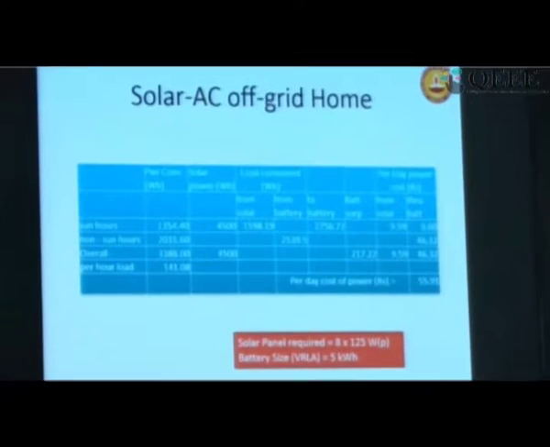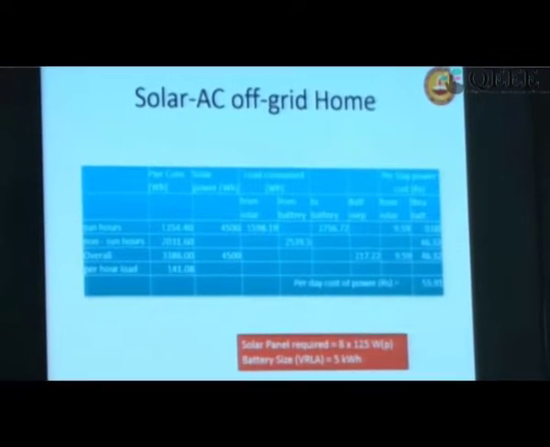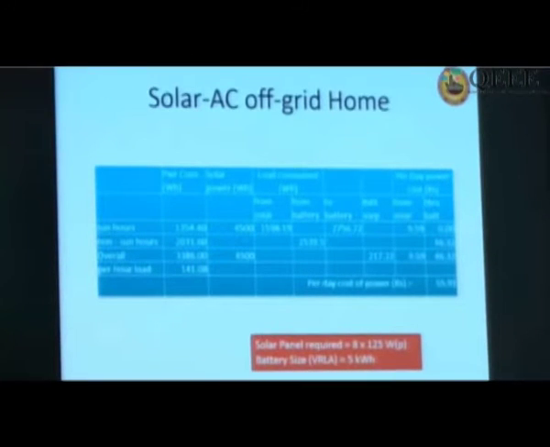And that is just to power 2 fans, 2 lights, 2 tube lights, 2 bulbs, 1 cell phone charger and 1 television. Of course, if I cut down some of this, my cost will come down, but 55 rupees, 56 rupees in 30 days, about 1700 rupees. Remember, you are going to off-grid homes. Where are you going? People who have no money.